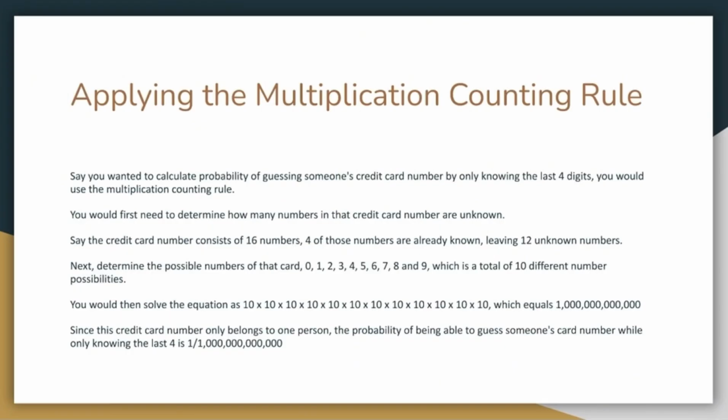You would then solve the equation as 10 times 10 times 10 times 10 times 10 times 10 times 10 times 10 times 10 times 10 times 10 times 10 for a total of 12 times, which equals 1 trillion. Since this credit card number only belongs to one person, the probability of being able to guess someone's credit card while only knowing the last 4 digits is 1 in 1 trillion.